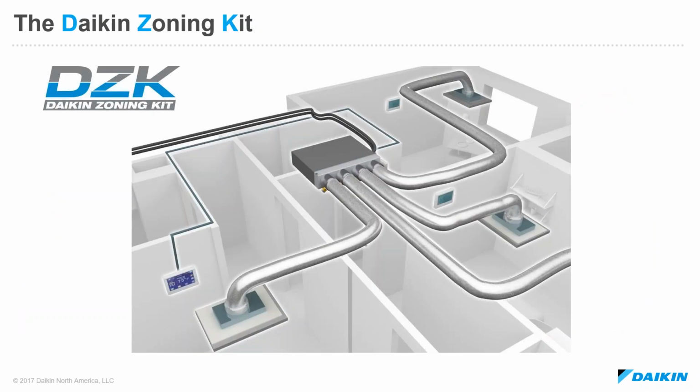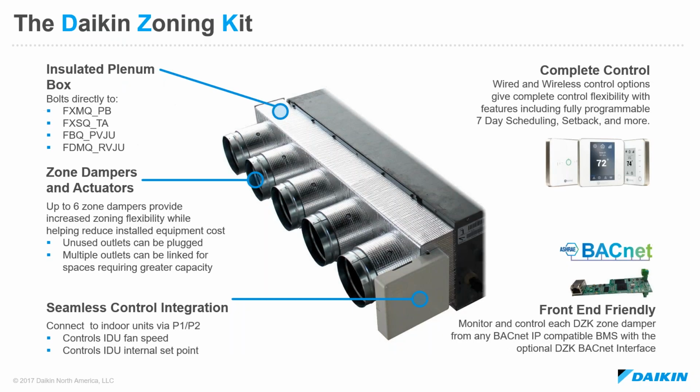So the DZK, if you're not familiar with DZK, the DZK is the Daikin zoning kit. And really the idea here is to take a plenum box that is equipped with damper actuators, and we can add some zoning capability to an individual indoor unit that we are connecting to a VRV system, or now with the introduction of the DZKS, we can connect this DZK with the FDMQ on the single and multi-zone systems.